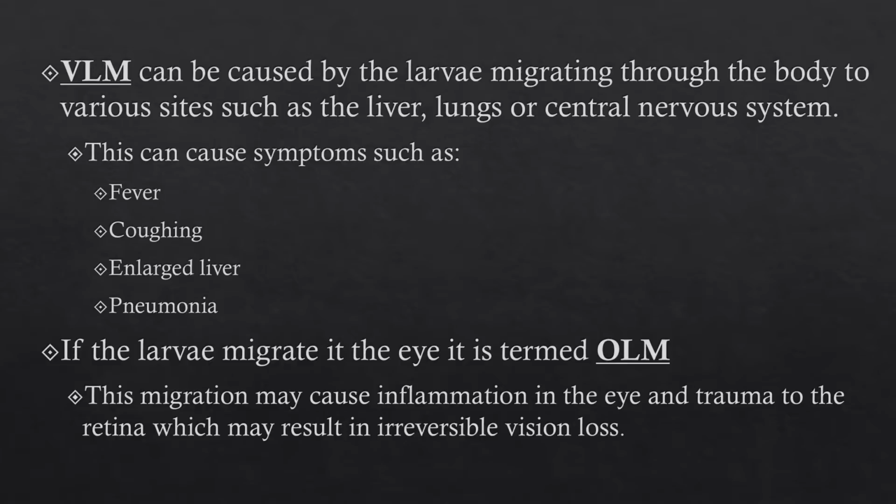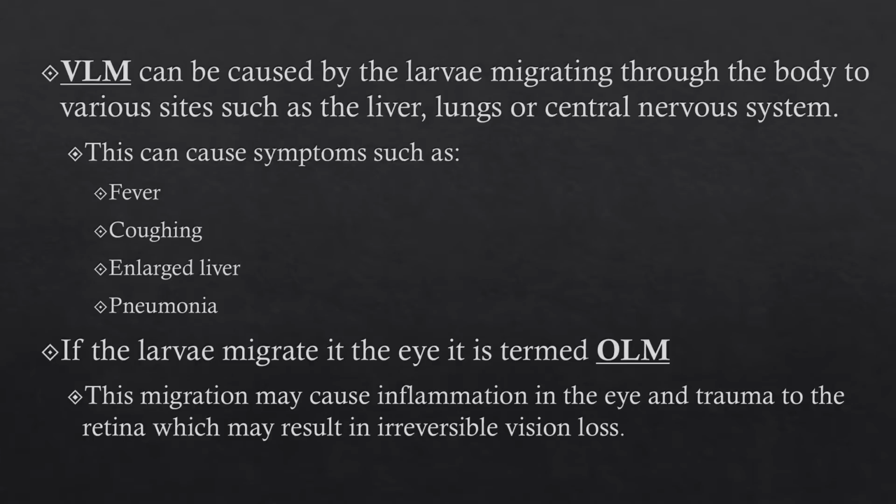Okay, so VLM is caused by the larva migrating throughout the whole body to different organs like the liver, lungs, or even the central nervous system. So the larvae in the small intestines will penetrate the intestinal wall and then just migrate everywhere. This can cause symptoms such as fever, coughing, enlarged liver, and pneumonia. It can even cause neural damage if it migrates into the nervous system.